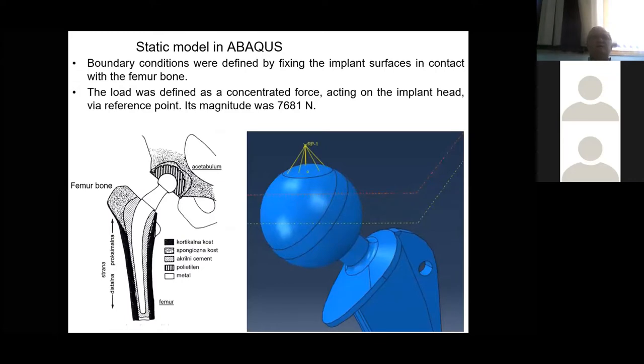Now you can see the force, the quantity, and how it was applied. And you can also see that this part of the implant is fixed as the boundary condition because it is implanted in the femur bone.